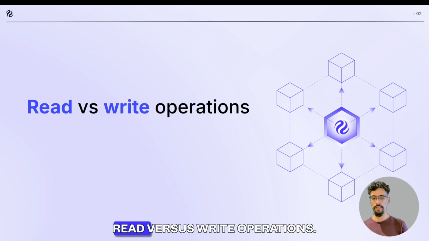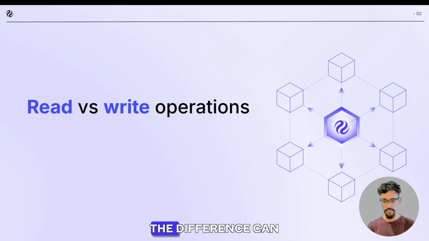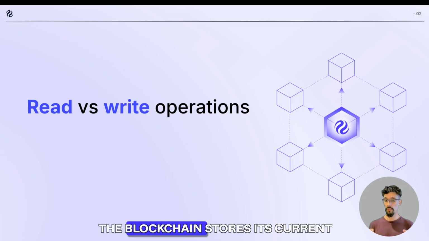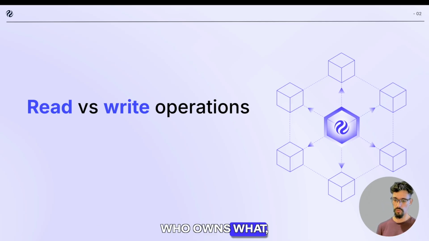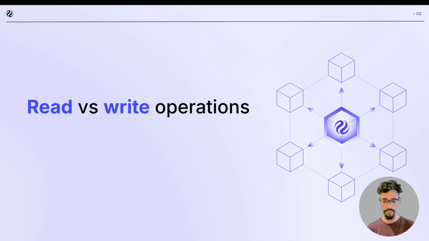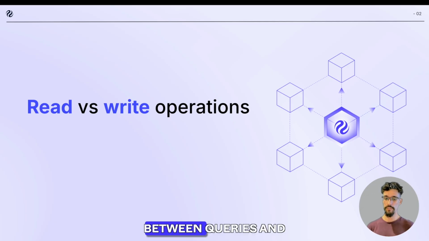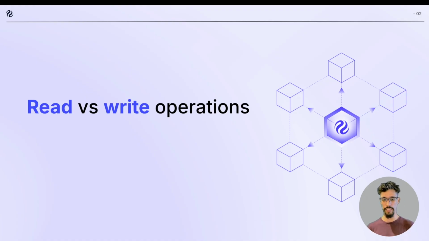All right, let's talk about read versus write operations. The difference can be thought of as when we think about a blockchain as a state machine. So the blockchain stores its current state. For example, who owns what and what values are stored in a smart contract. All that is state. All right. And the difference between queries and transactions comes down to what happens to the state.